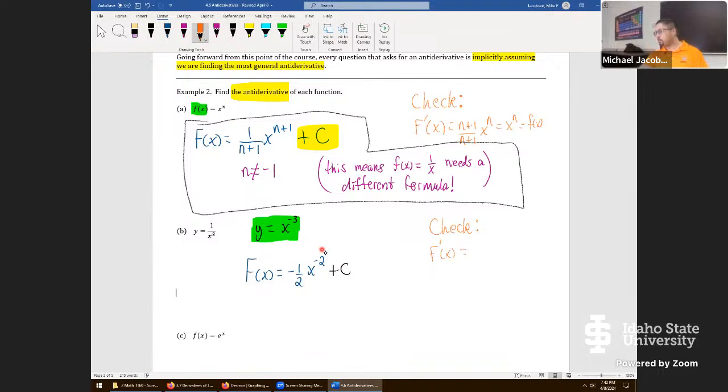F prime of x equals, first thing that happens is -2 comes down and multiplies. So this is negative of -2 divided by 2. The power goes down by 1, so this is x power -3. Now the 2's cancel, the signs cancel, and we get x power -3, which is equal to f of x, or this was a y function in our problem, then that's where we were happy. We matched up the given function after differentiating this. So that means it's a true antiderivative.